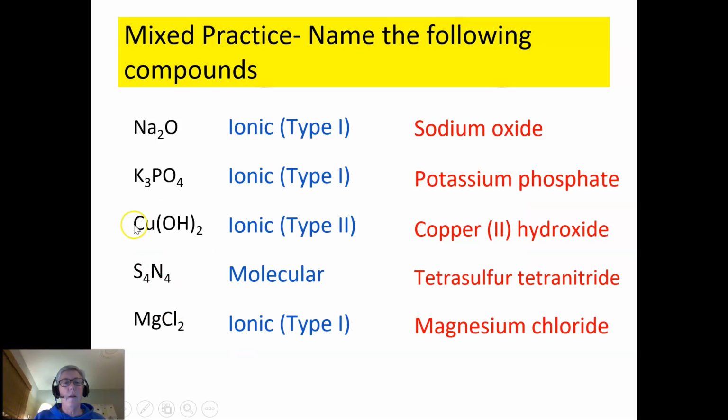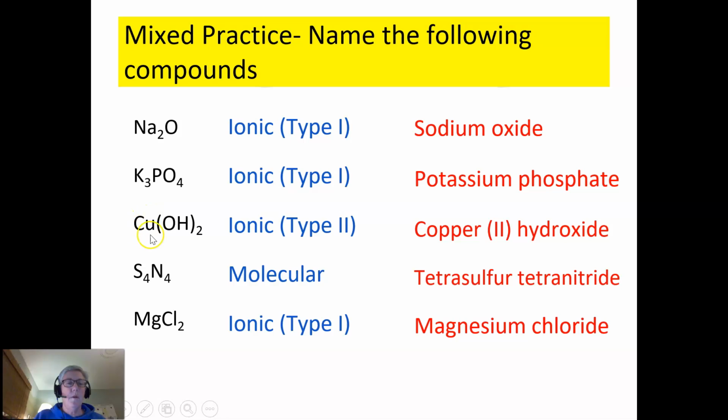All right, Na2O. Sodium is a metal. It's a type 1 metal, so we just say sodium oxide. This one, K3PO4, potassium is a type 1 metal, so this is ionic. PO4 is phosphate, so potassium phosphate is the name of that.